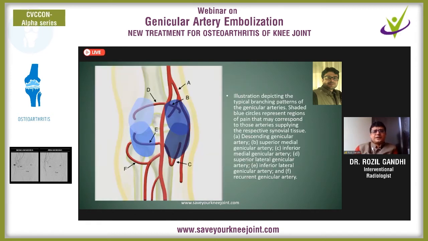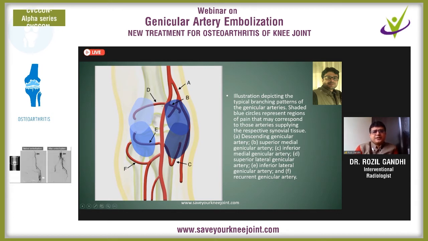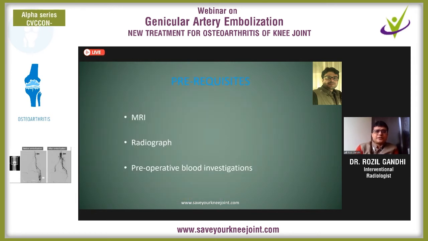Schematic figure A, it is the descending genicular artery. B is the superior medial. D is the superior lateral. Similarly, E is the inferior lateral, C is the inferior medial, and F is the recurrent genicular artery. These all branches of the femoral, distal femoral and the popliteal go into the joint, around the joint, supply the synovium. So depending on the part of the tenderness, we should embolize it.